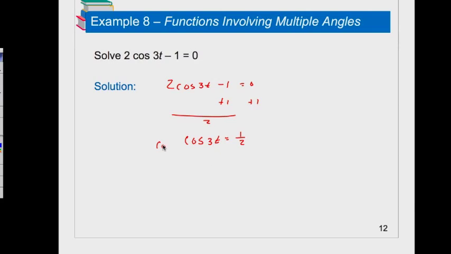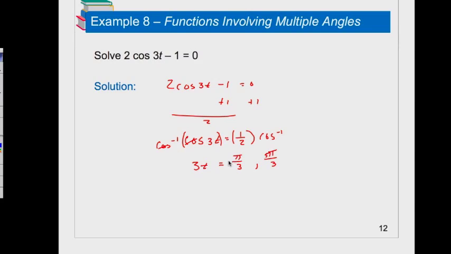Let's do the inverse and see what we get. Okay, over here, these are going to cancel, and I'll get 3t. And over here, I'll get what angle gives me a cosine value of 1/2. So what we should get there is pi over 3, as well as 5 pi over 3. Okay, so hopefully we can get this far.